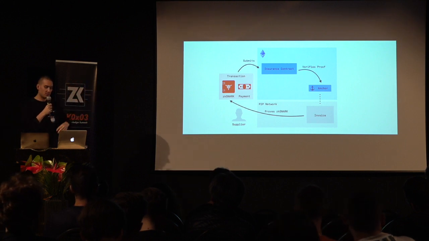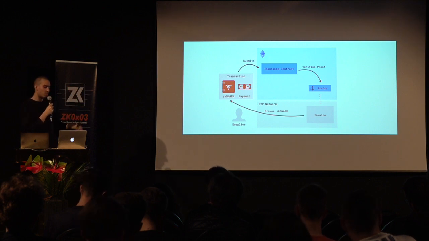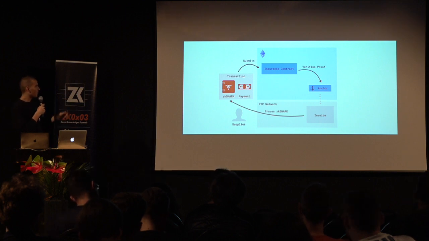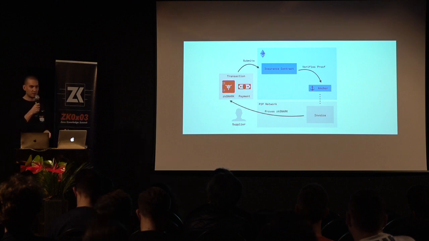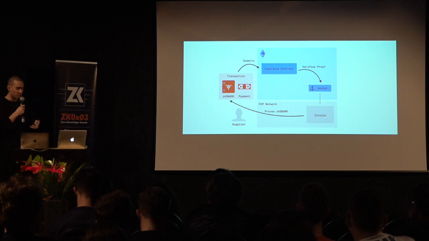So the invoice amount is $1,000. The goods are a certain category. The delivery country is the UK, and therefore I should pay a 1% insurance fee. I attach a payment to it, and by validating this SNARK and the payment, the insurance contract can check the committed state on chain and say, yes, this is a valid fee that was paid. Therefore, the transaction is now insured. This invoice is now insured.